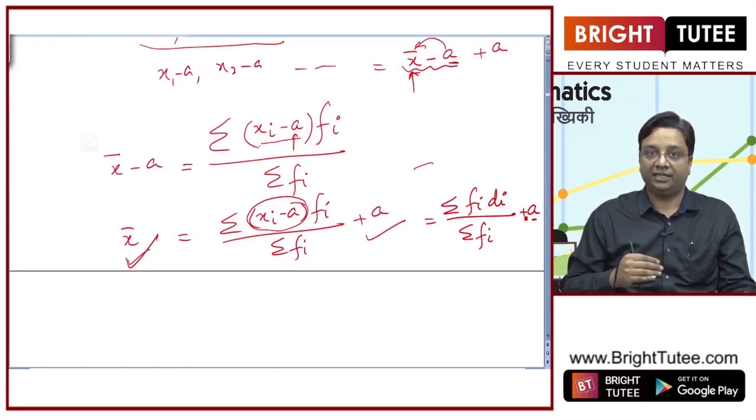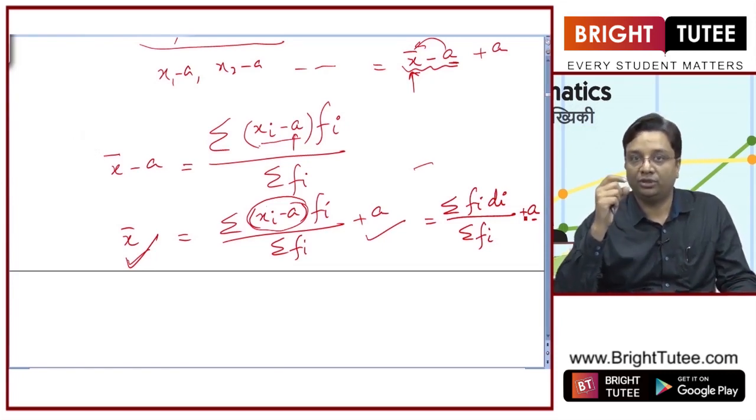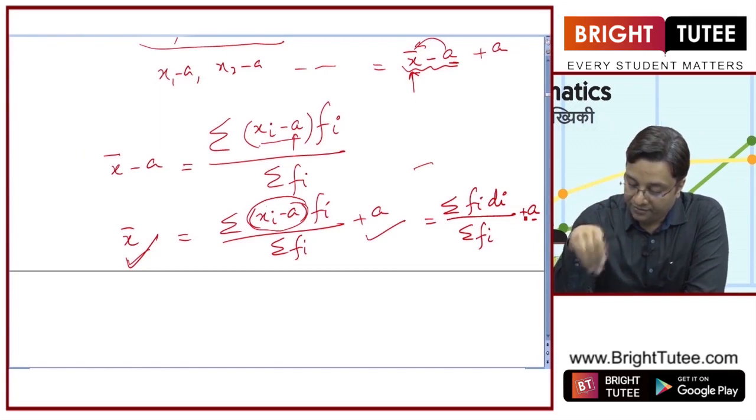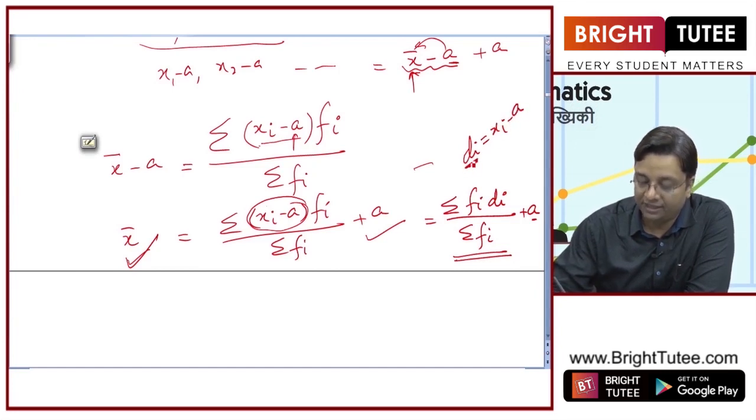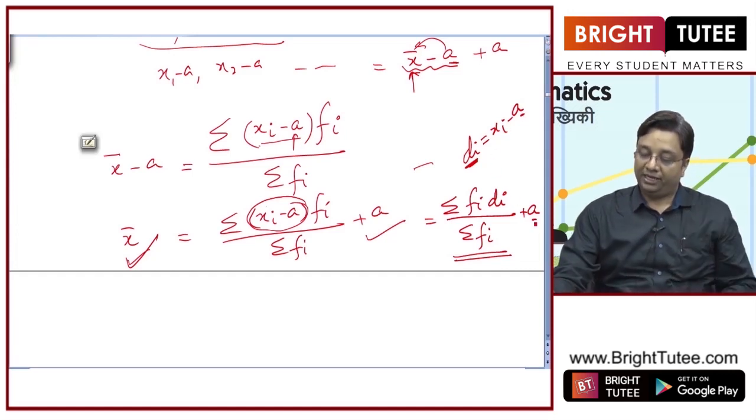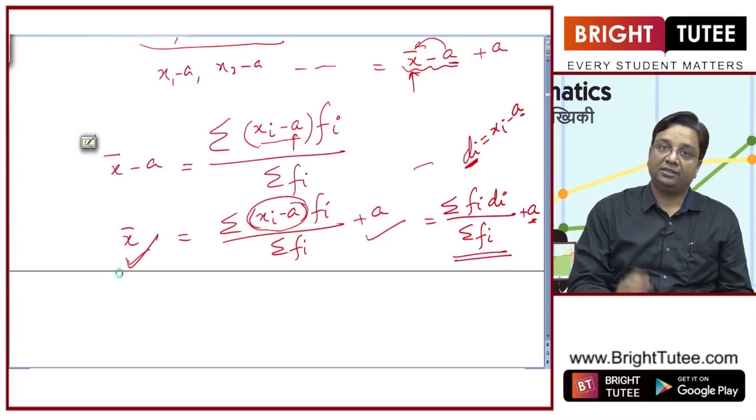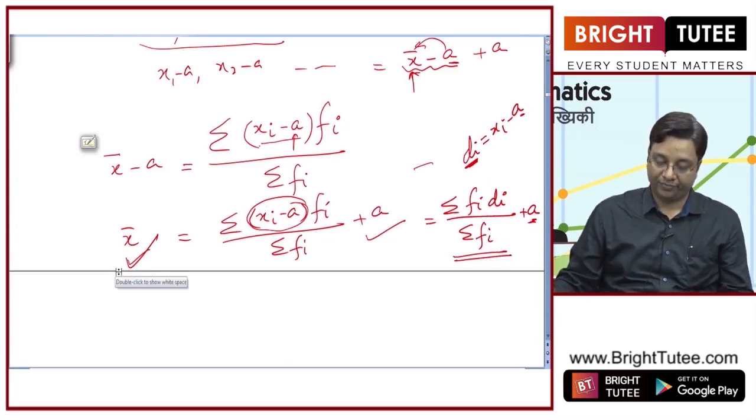This is another way to calculate the arithmetic mean, which is by assuming a number a as my mean, then subtracting it from each of the entries so that the numbers become shorter, and then finally calculating sigma fi di, where di is nothing but xi minus a, the deviation from our assumed mean. So if we finally add a here, it will give us the arithmetic mean.